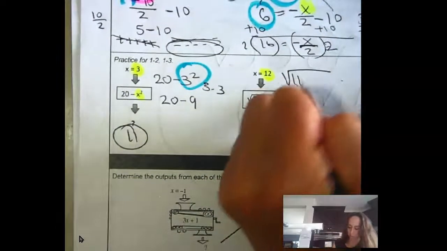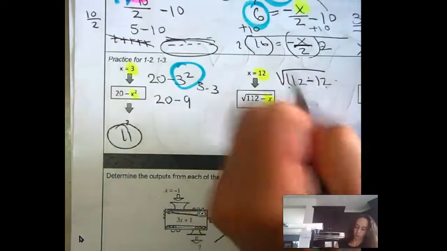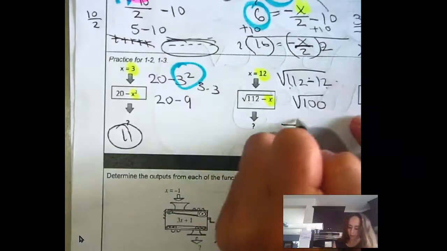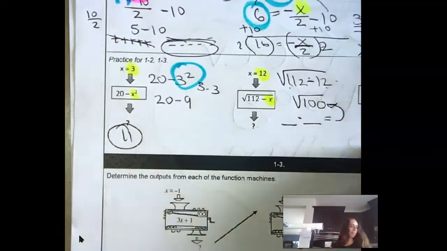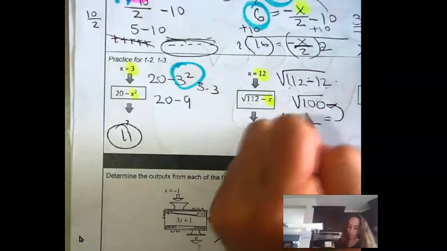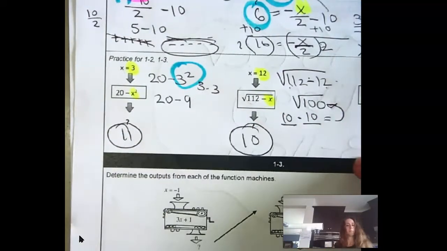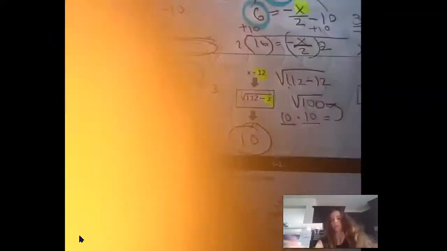This is square root. 112 minus 12 is 100. So when I'm doing this, I have to think, what times what gives me 100? And they have to be the same number. I know 10 times 10 is 100. So boom. Okay.